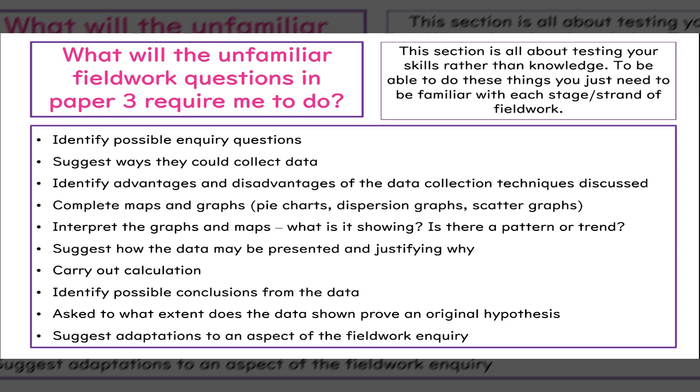So, what's good about it, what's not so good. Complete any maps or graphs. So, this could be things like dispersion graphs or pie charts or scatter graphs. They love a pie chart in AQA in this section. Interpret the graphs or maps. What is it showing? Is there a pattern or trend? Is there an anomaly? So, when we've taught you that, this applies in this case.